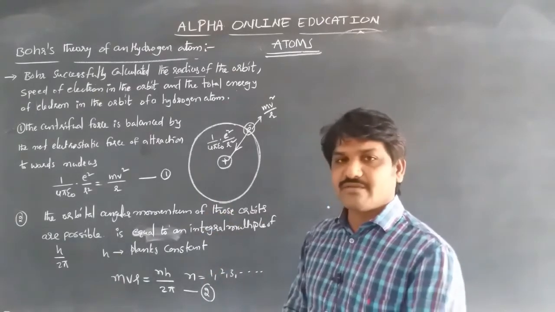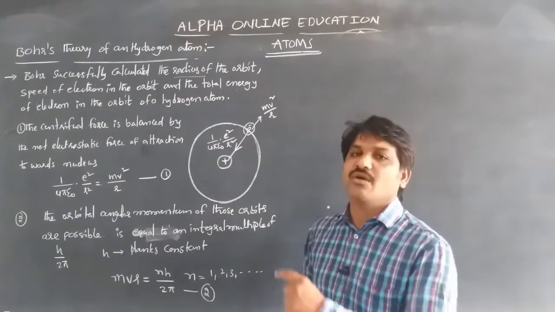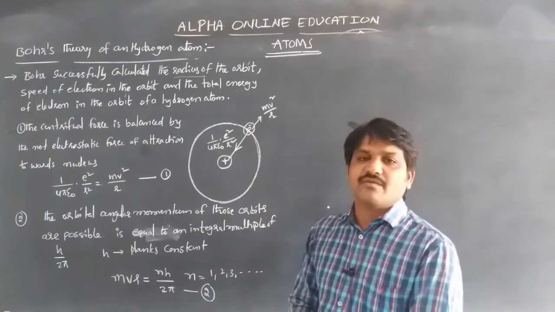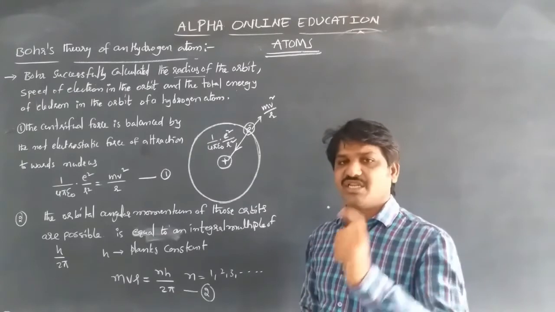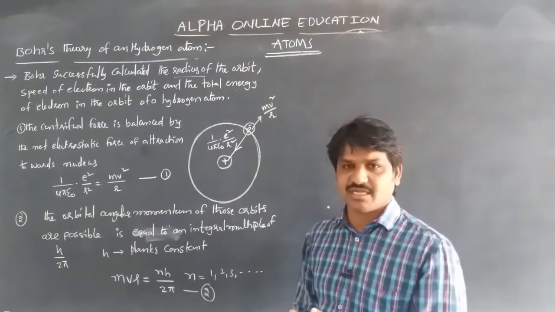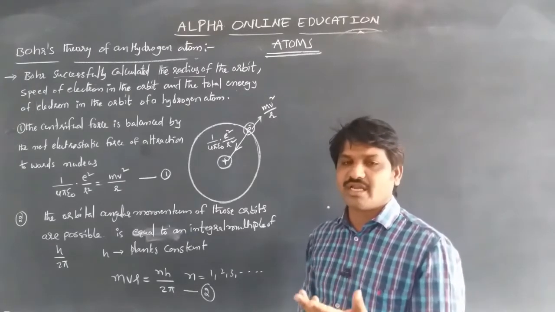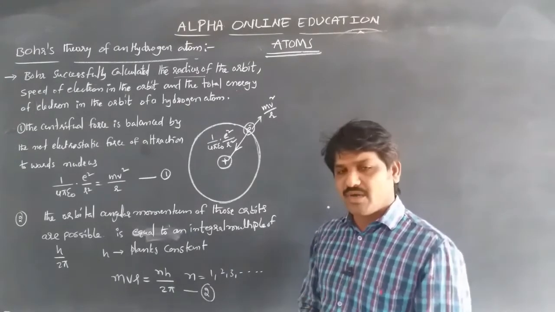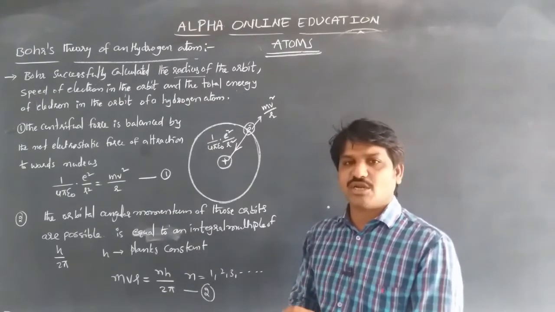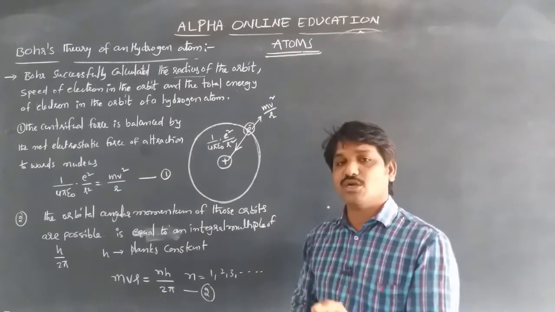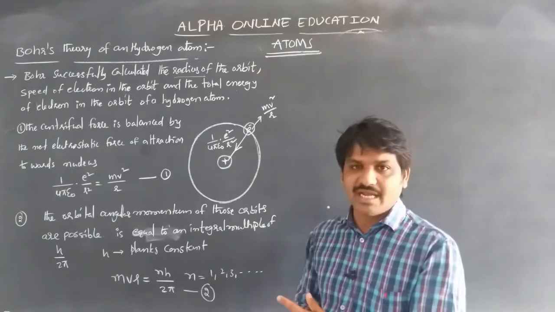Bohr also postulated that the electron cannot radiate any energy while it is revolving in a fixed, definite orbit, which is called a stationary orbit. There is no energy radiated by the electron while it remains in the stationary orbit. But when the electron jumps from a higher energy stationary orbit to a lower energy orbit, then energy can be radiated by the electron.